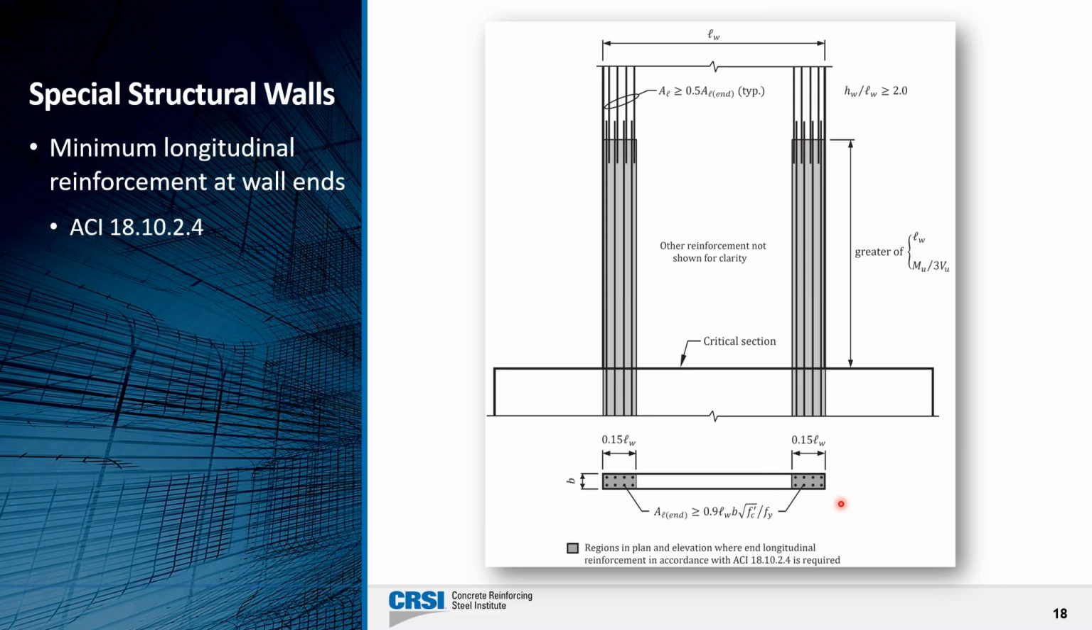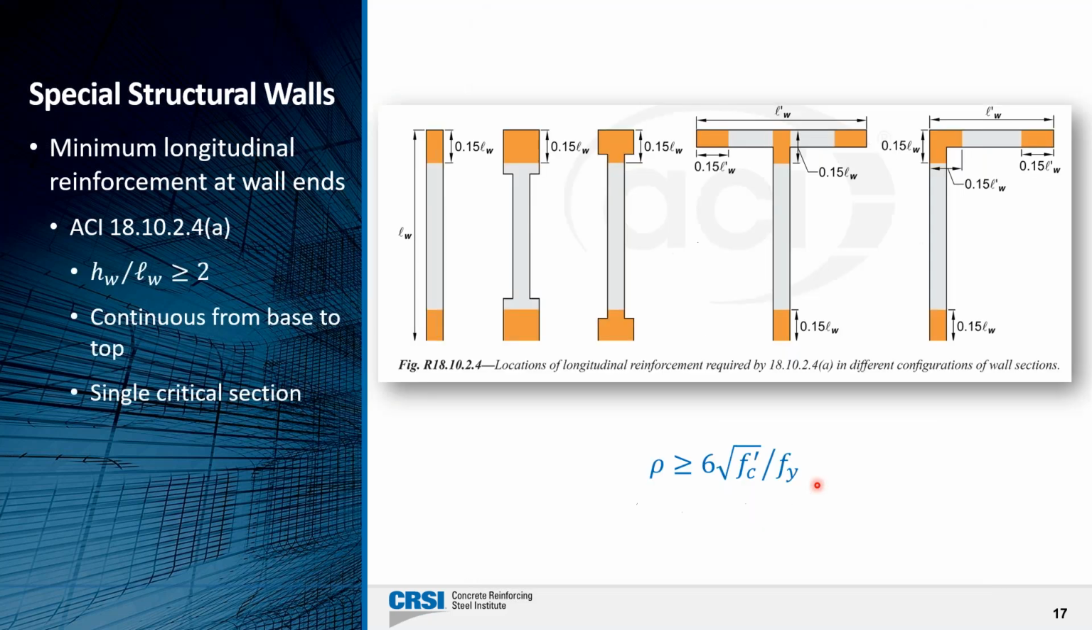So within that region, both in plan and in elevation, we have to provide at least that 6 square root of f prime c over f y. What we did here in the figure in the design guide was work it out in terms of area, and that's how much area needs to be provided in both of those regions. But again, it's only for the case where the height to length ratio of the wall is greater than or equal to 2, and it's continuous from the base to the top with that single critical section, which typically occurs at the base of the wall.